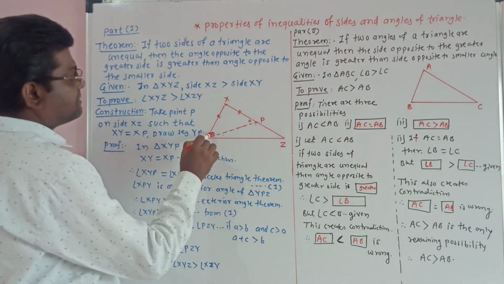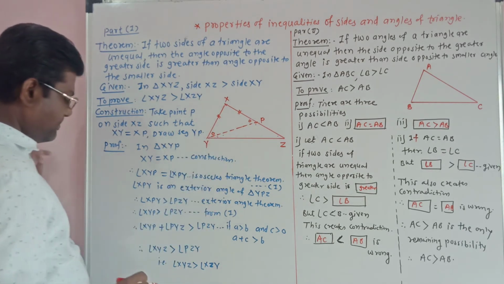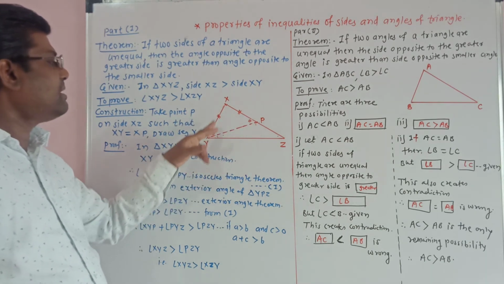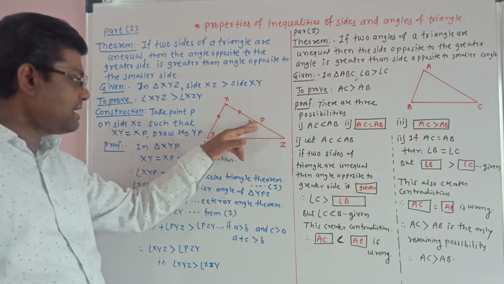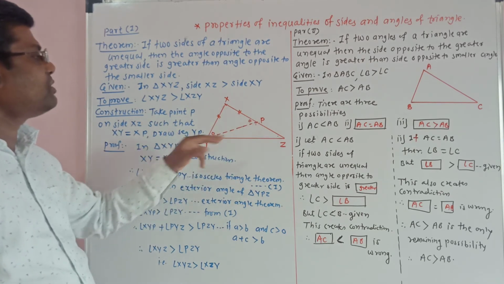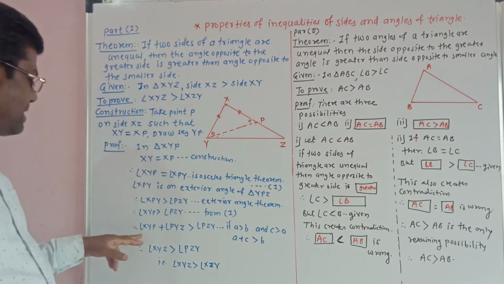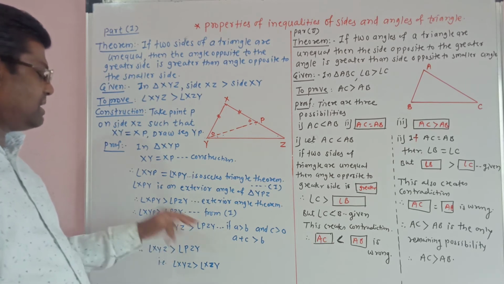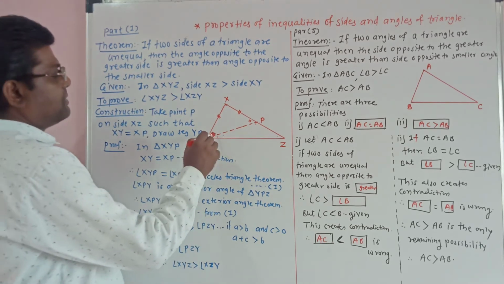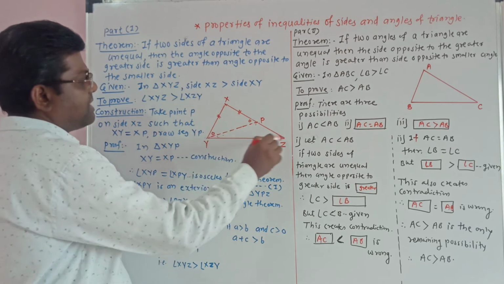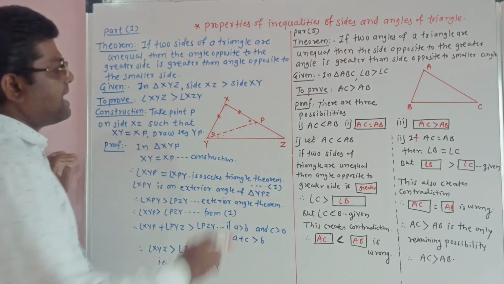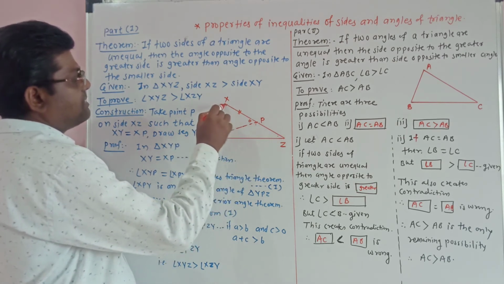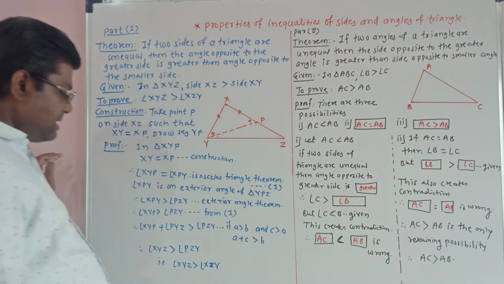So add this angle to this angle. Therefore angle XYP plus angle PYZ is also greater than angle PZY. Therefore the sum of these two angles, angle XYZ, is greater than angle PZY, that is, angle XYZ is greater than angle XZY.